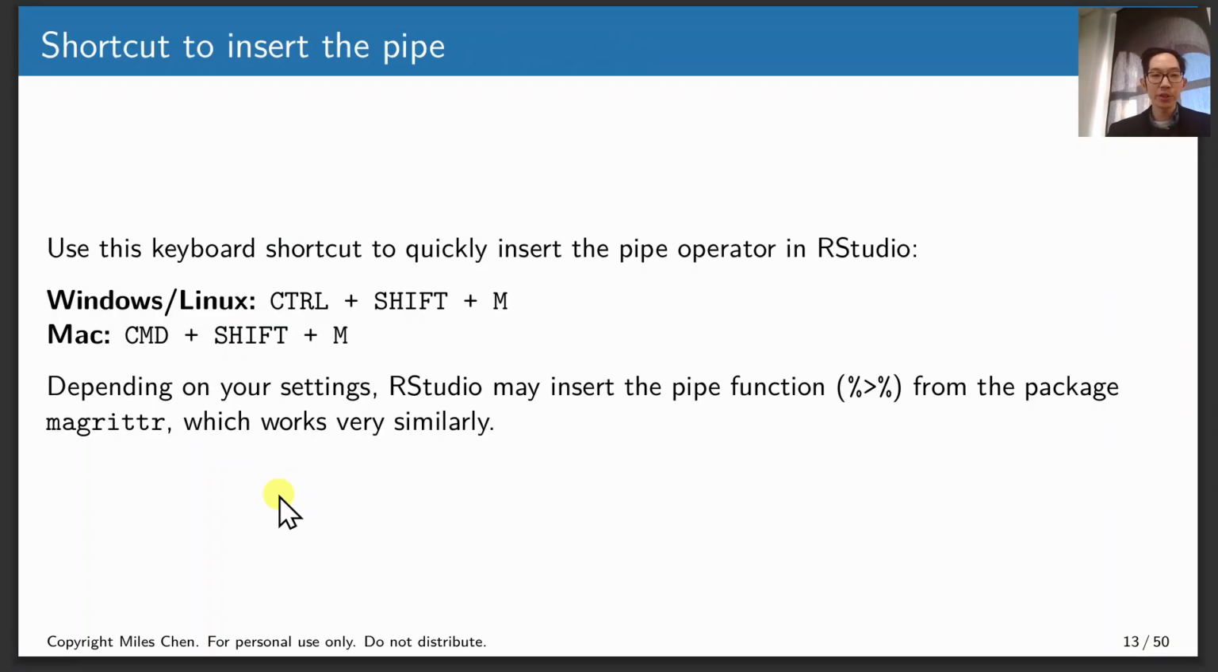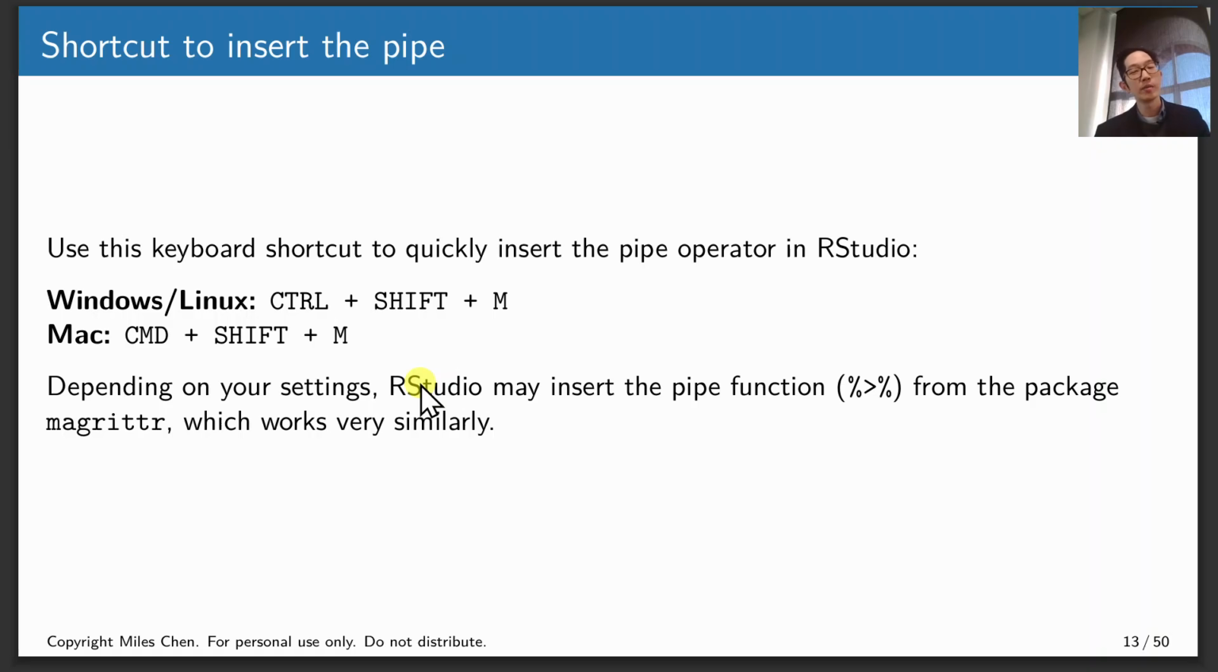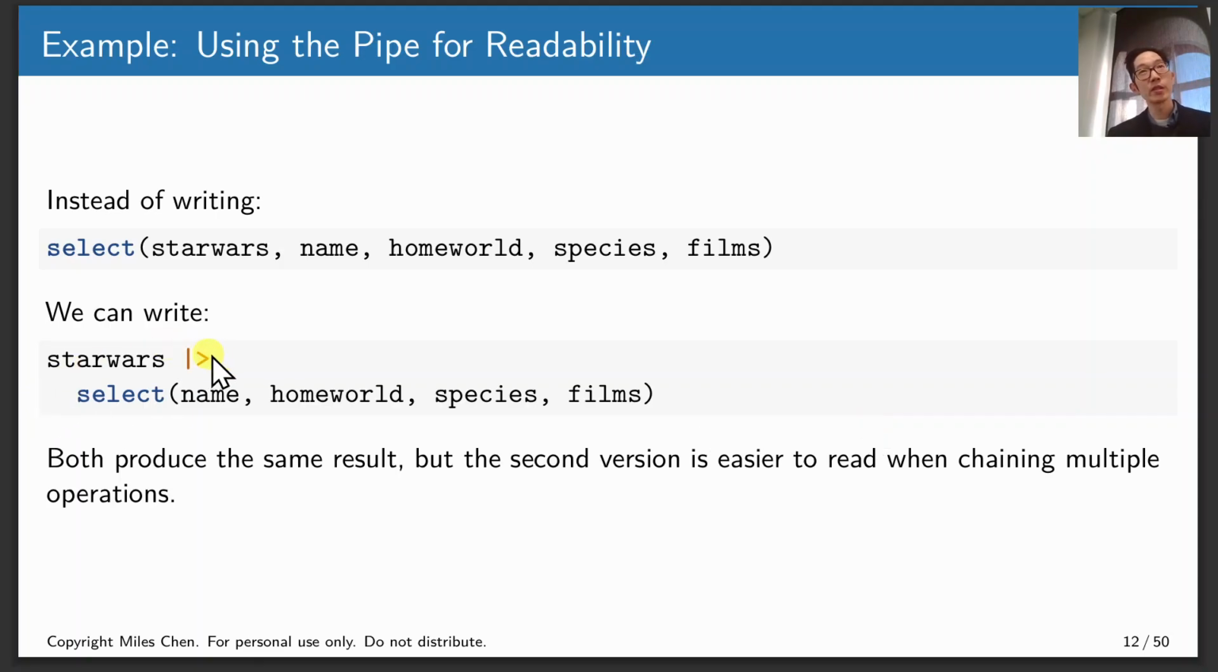The shortcut to insert the pipe is Control-Shift-M or Command-Shift-M in RStudio. Depending on your settings, the pipe might appear like this, percent greater than percent. This is the magrittr pipe, the older version, and the newer version looks like this. The older one still works, but the newer one is the preferred form. This is the native pipe.